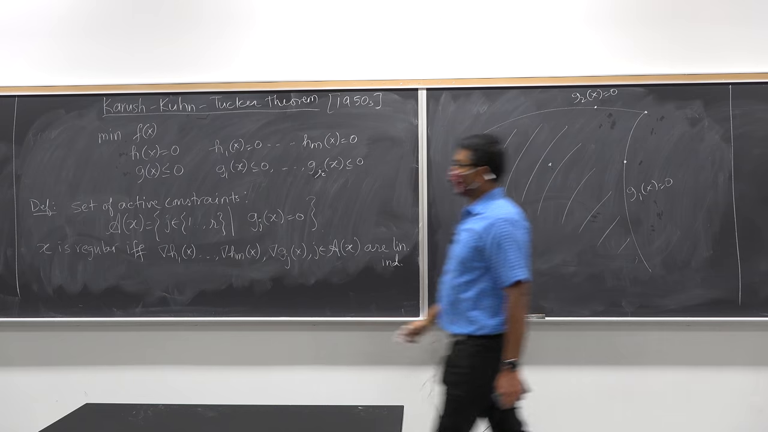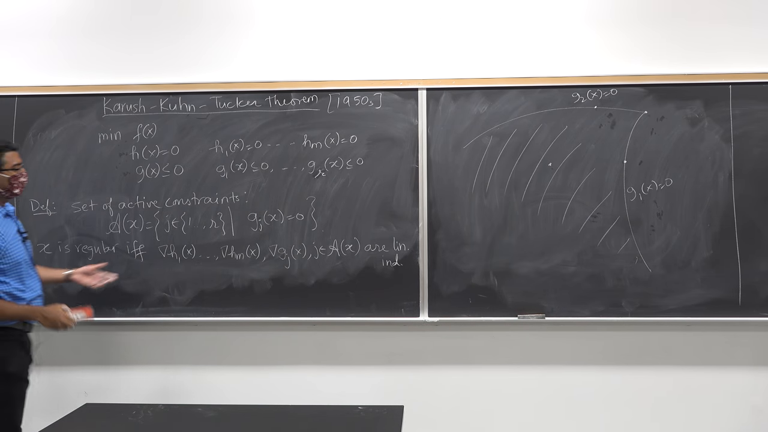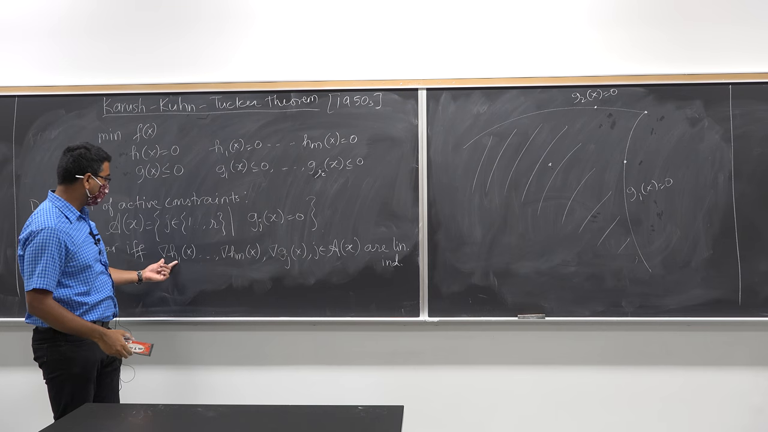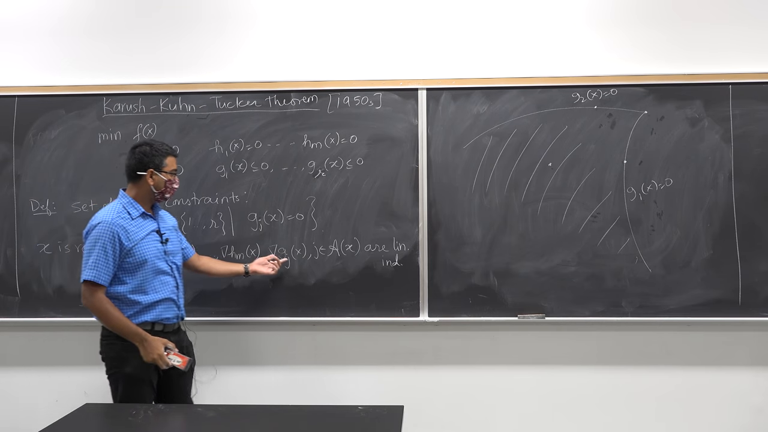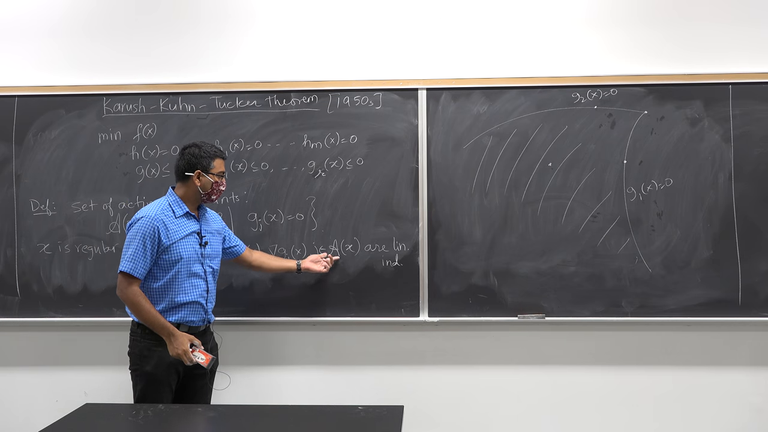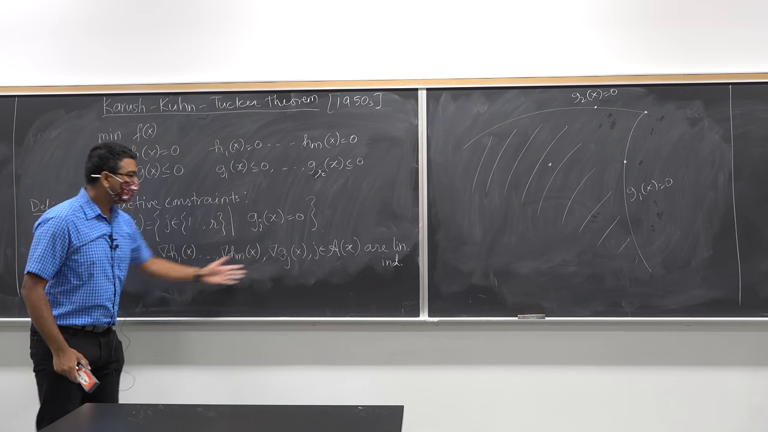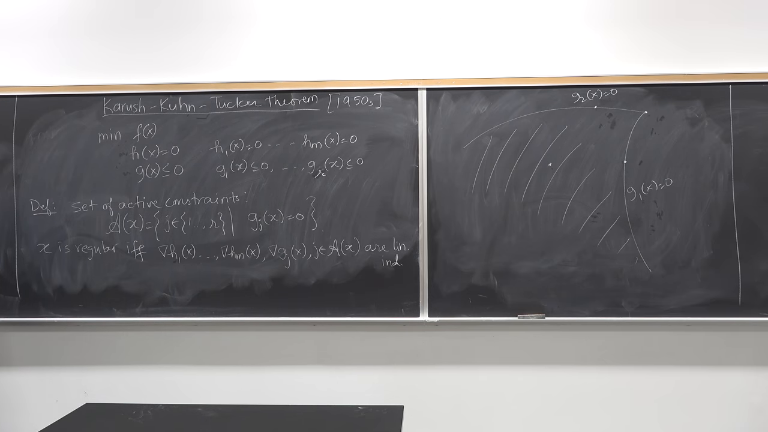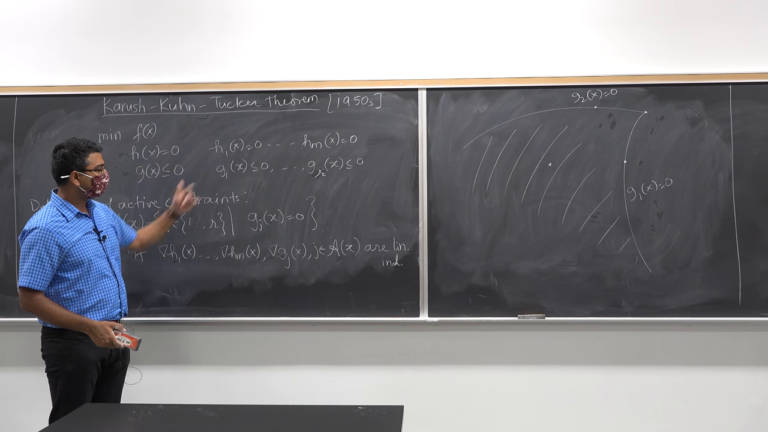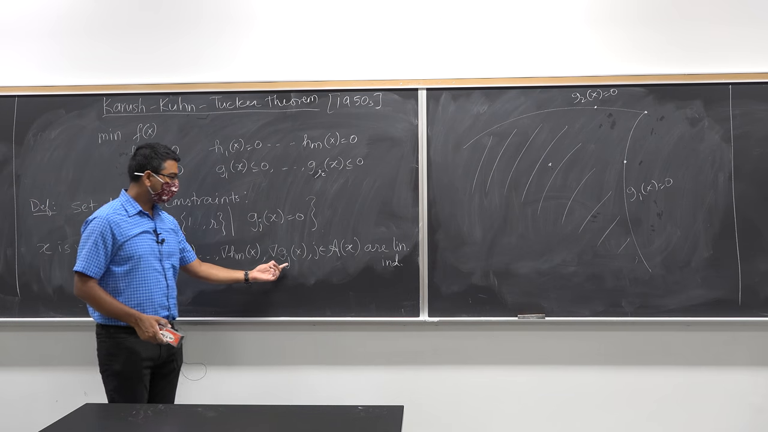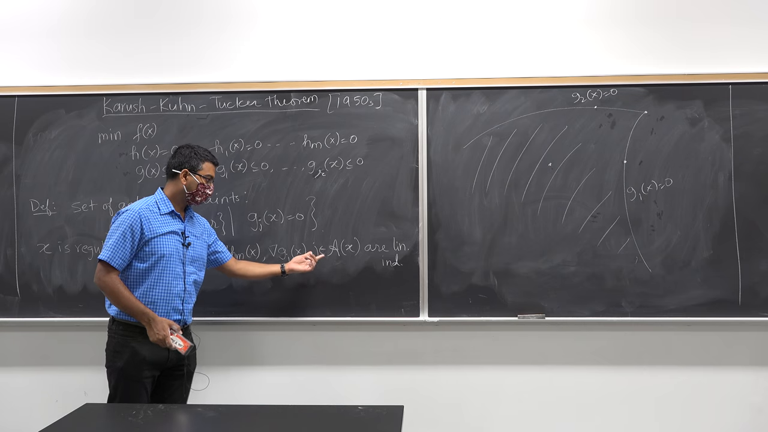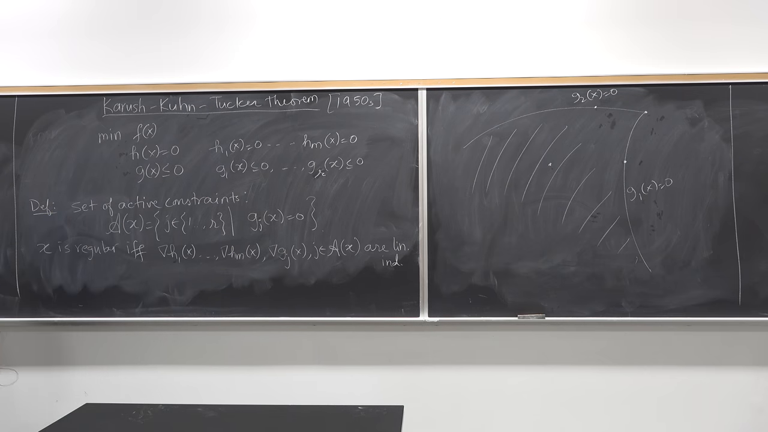And so now, x is a regular point if the set of all vectors, the gradient of h1 all the way to the gradient of hm, and then the gradient of gj for all j that are active, form a linearly independent set of vectors. So that's the meaning of a regular point. What we have done is look at regular points in the equality constraint problem, and now we have extended that definition to inequality constraint problems by just looking at the gradients for all the constraints that are active at that particular point.